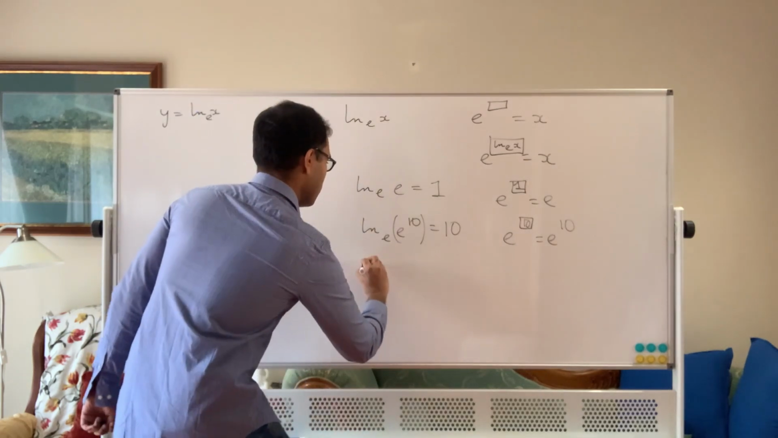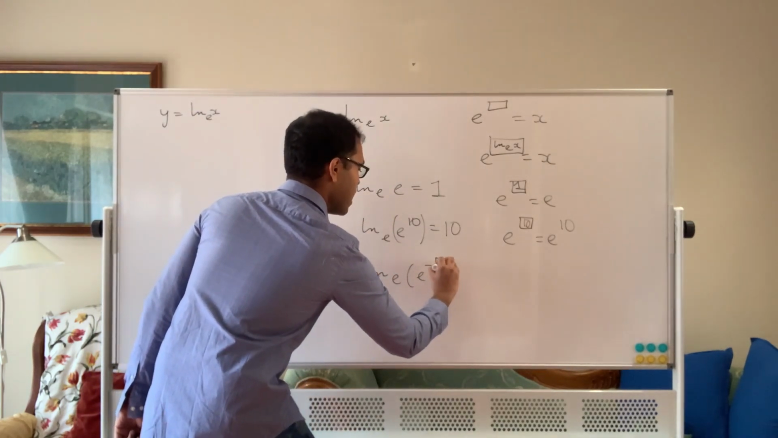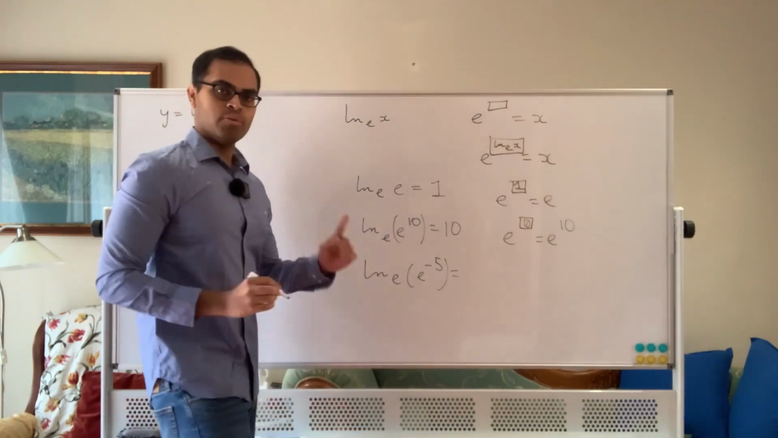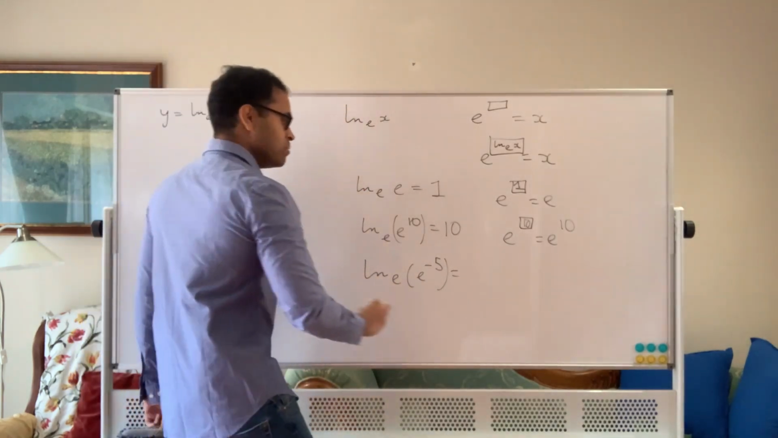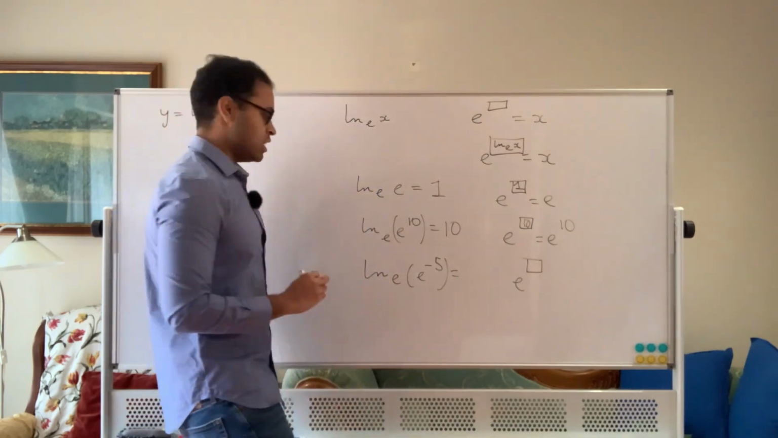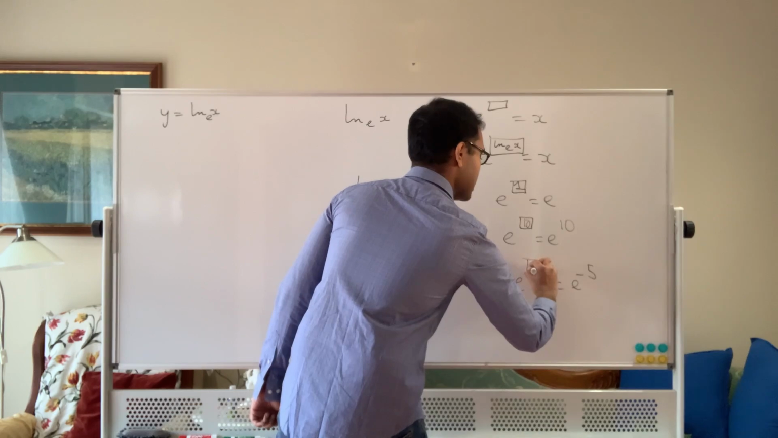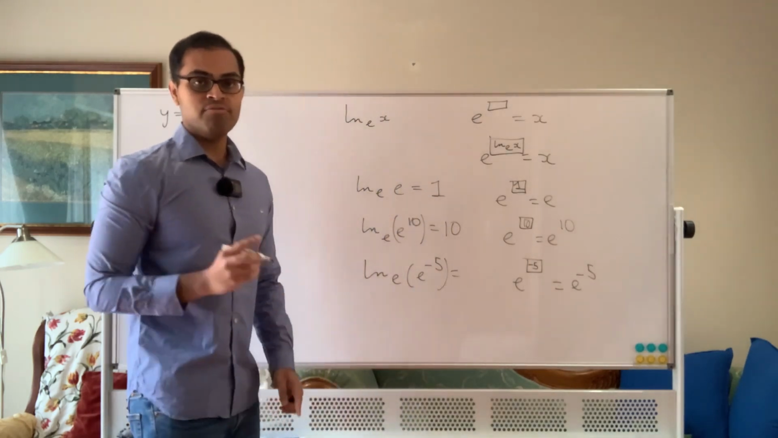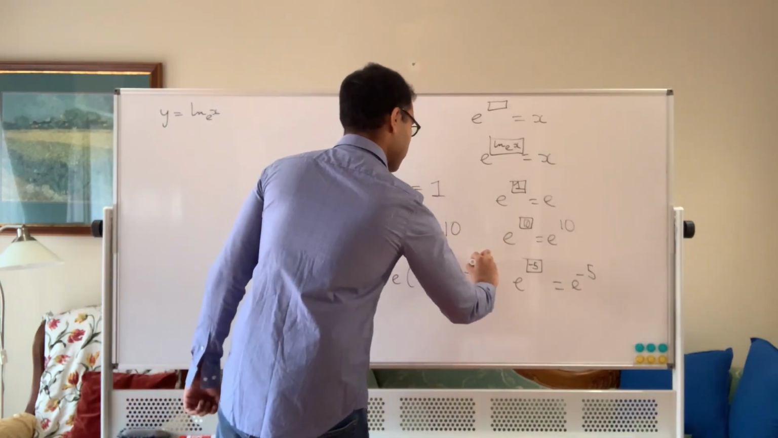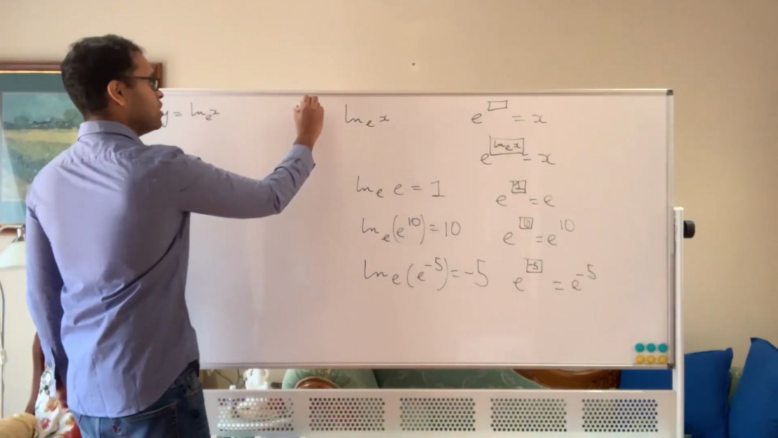Similarly, we can take log e of e to the negative something, let's say negative 5. What is that going to be? I want you to think about that quickly. It's going to be the solution to the fill in the blank problem. e power something should be e to the negative 5. So what should the something be? The something should just be negative 5. So log e of e to the negative 5 is going to be negative 5. Now that we've got a quick introduction to logs, let's get into graphing the log function.